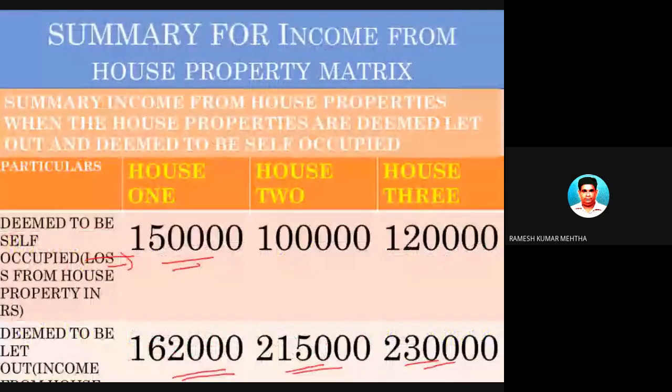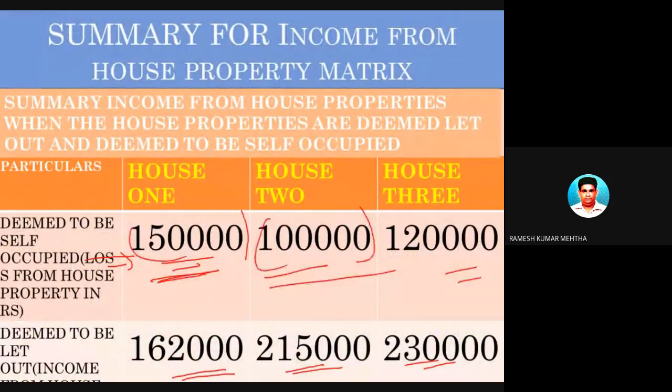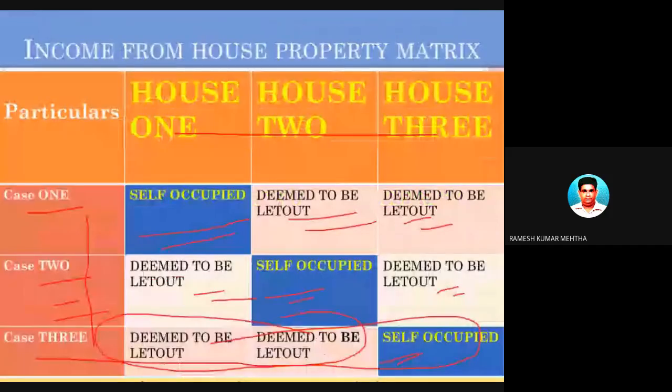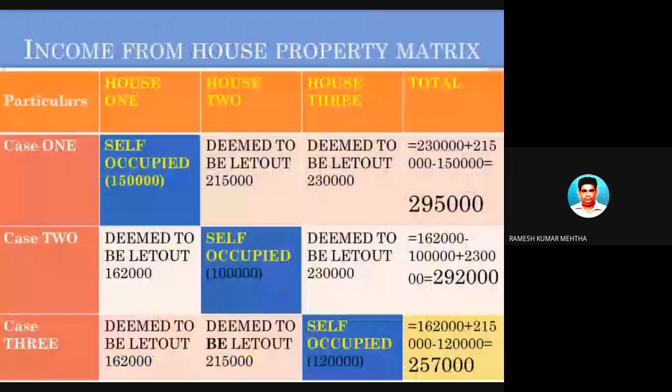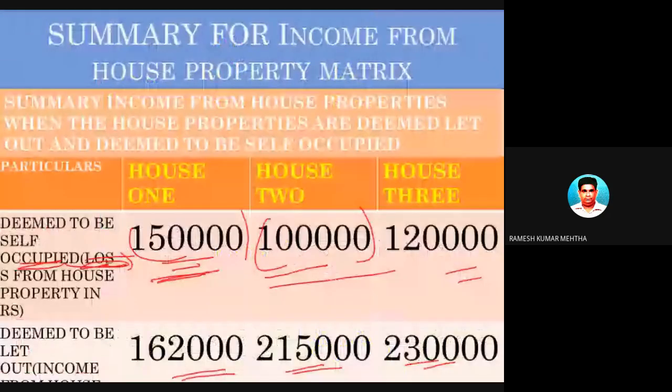When they were self-occupied, what were their incomes? These were losses. I have written here losses. How much was the loss? It was 1 lakh 50,000, 1 lakh, and 1 lakh 20,000. So I have just written the summary for when the house properties are self-occupied and when they are let out, in all the cases: house number one, house number two, and house number three. Now go to the matrix.